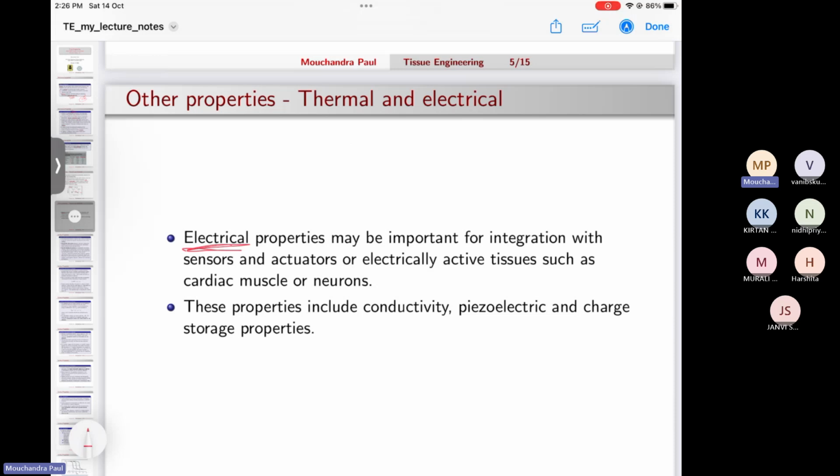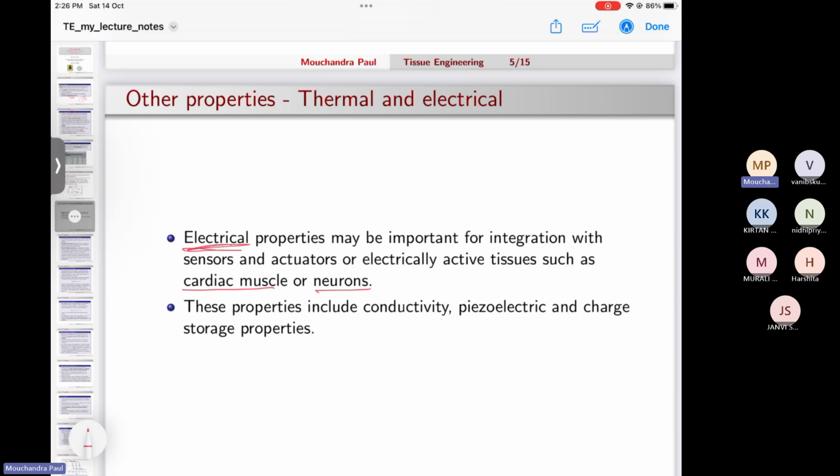So when you are choosing your material for tissues like cardiac muscle or neurons, where there is transport of small electrical impulses, you want to make sure that your material can match those properties, then you have to also test their electrical properties.